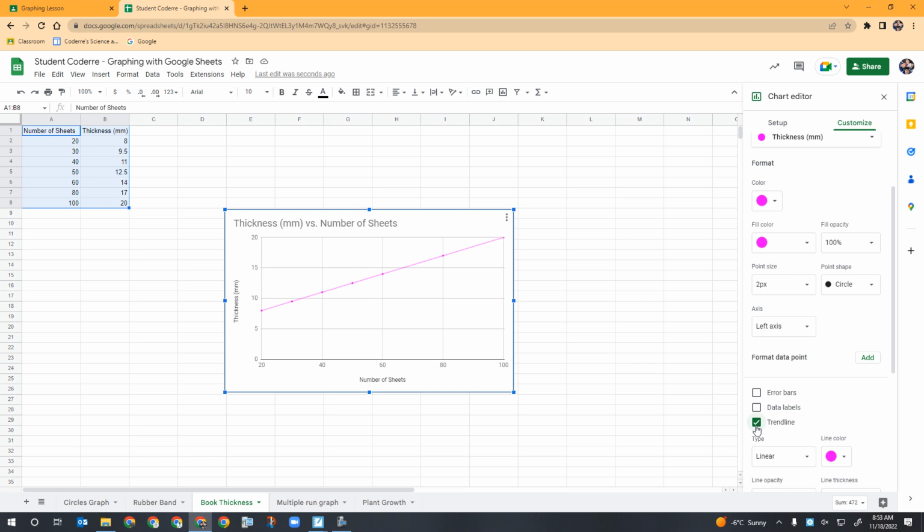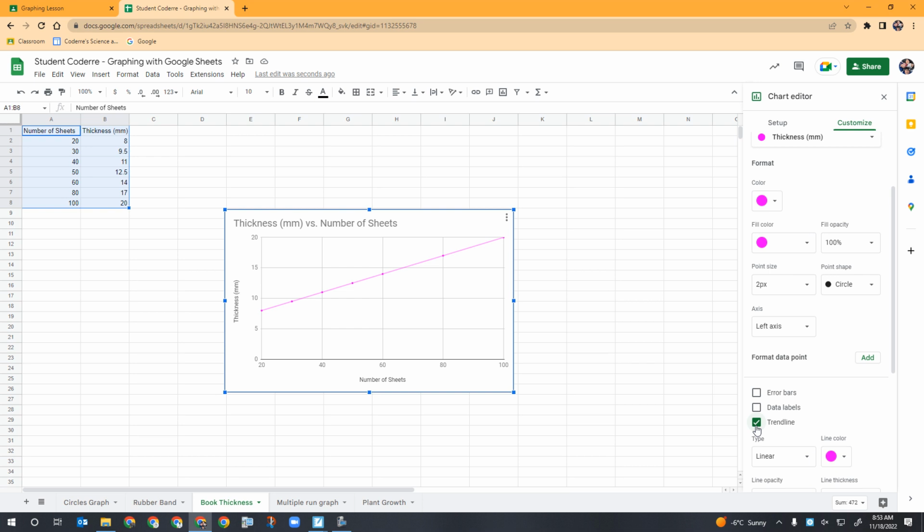That line represents the trend or average of the points. In this case, it goes directly through every single point because this is a perfectly linear relationship. Every page is the same thickness, so adding pages always changes the thickness by exactly the same amount. Okay? All right.